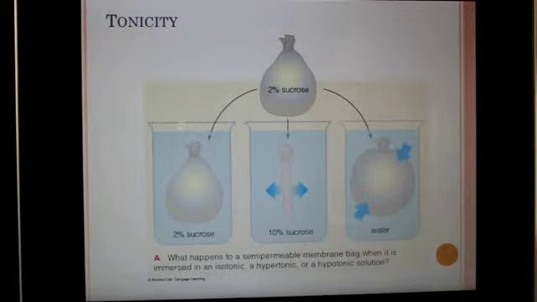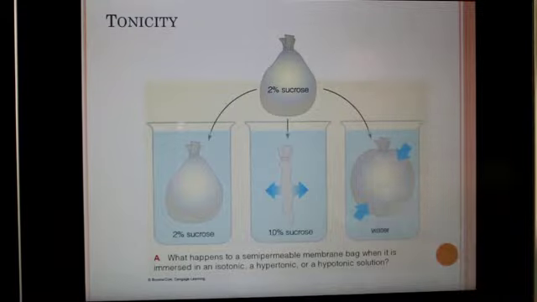If you put a 2% sucrose solution into a hypertonic 10% sucrose solution, there's more sucrose outside of the bag than there is inside. So there's a higher concentration of water in the bag than outside of the bag. So the water is going to leave the bag, leaving the sucrose behind. Then that makes our bag shrivel.